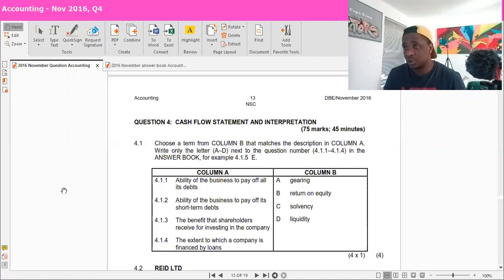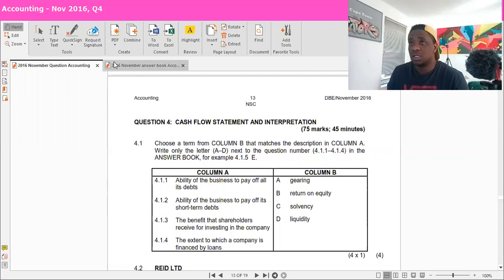So 4.1.1, it says the ability of the business to pay all of its debts. That's solvency. So we know the first one is C. And secondly, the ability of the business to pay its short-term debts. That is liquidity. And then third one, the benefit that shareholders receive for investing in the company. It's quite obvious. It's the return on equity because they invest equity. The extent to which a company is financed by loans, that is gearing.